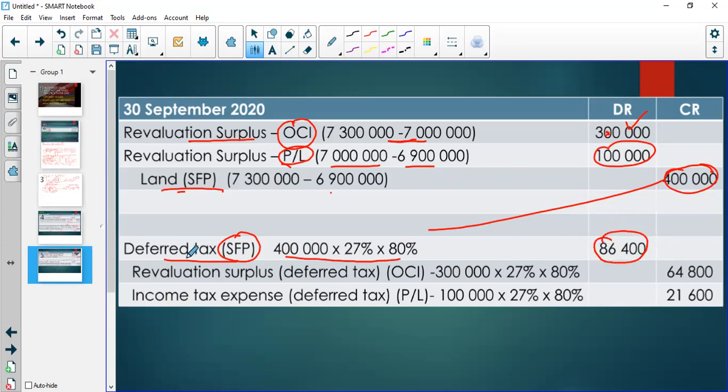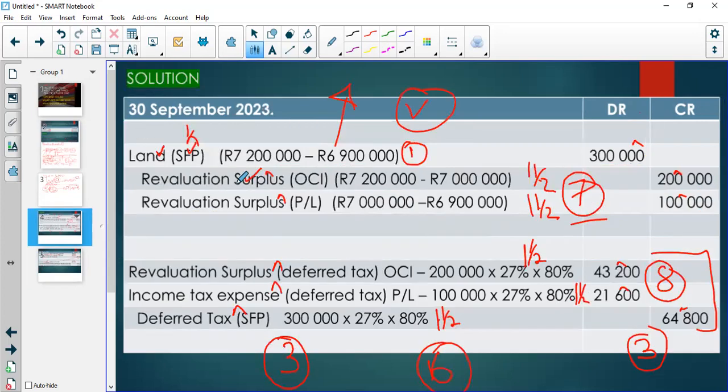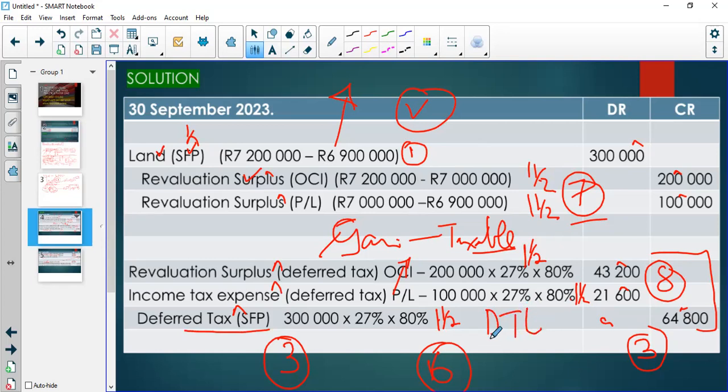Do you know why we're debiting that? Do you know here why we did a credit here, why we did a debit here? Because this resulted in a taxable gain, right? All right. So because it's a gain, which means that we will be liable to pay tax later. All right, so that's why we credit to say this is the deferred tax liability.